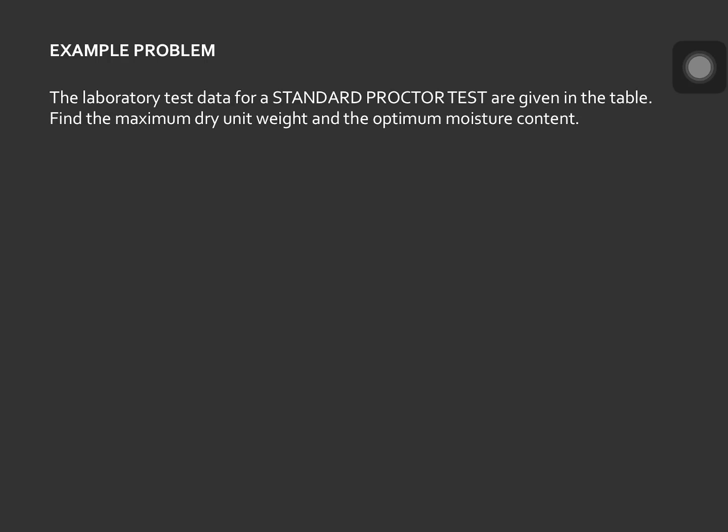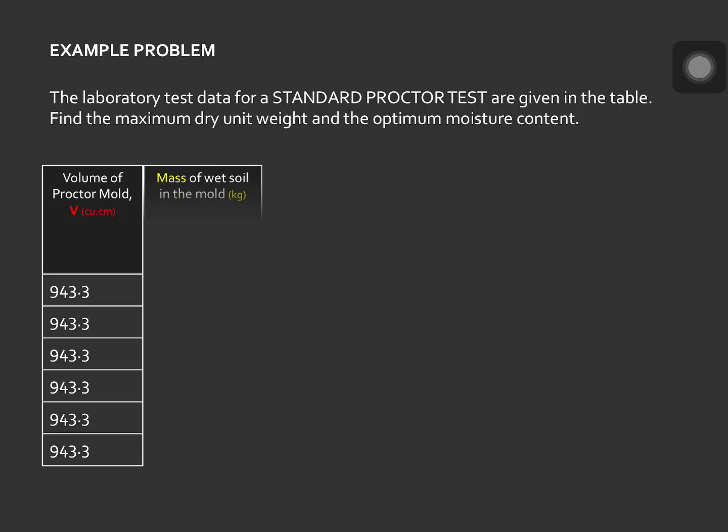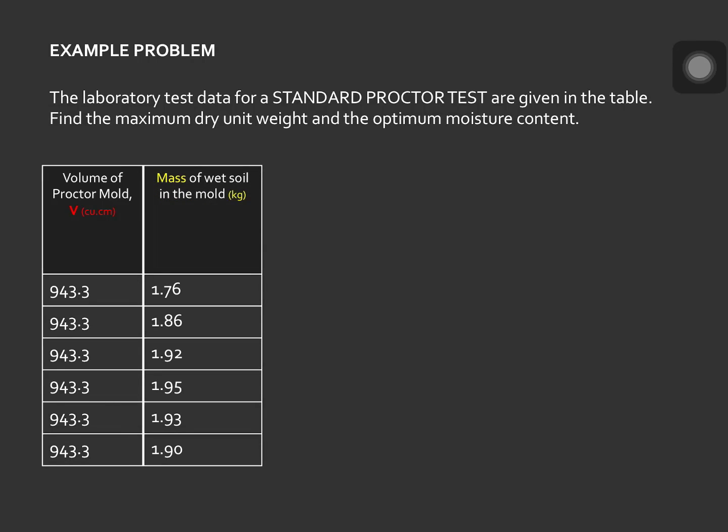Okay, so now let us solve an example problem in soil compaction. The laboratory test data for a standard Proctor test are given in the table. Find the maximum dry unit weight and the optimum moisture content. The volume of the mold is equal to 943.3 cubic centimeter.